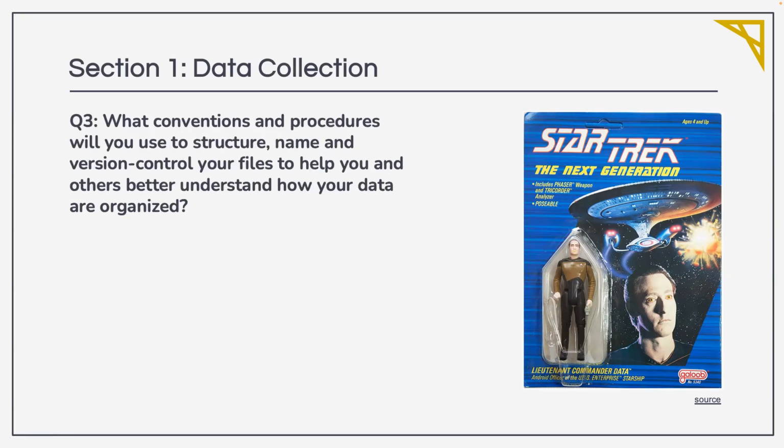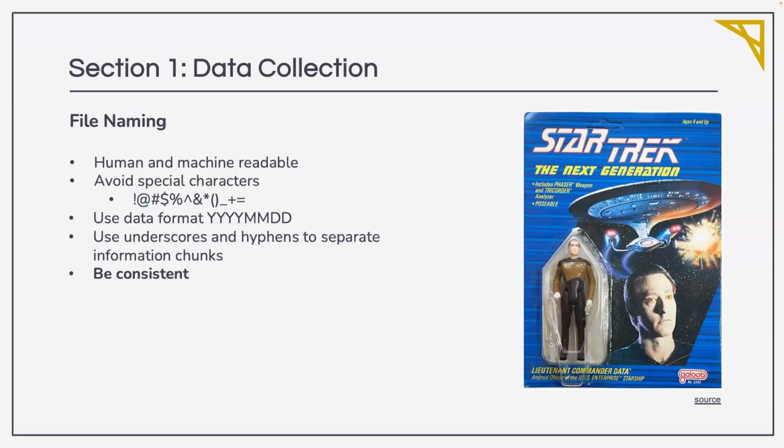This one, loaded question. What conventions and procedures will you use to structure, name, and version control your files to help you and others better understand how your data are organized? All right, there's a few things to pick apart here. First one, file naming. This is something you can start tomorrow, but when you're thinking of just the best practices for file naming, human and machine readable.